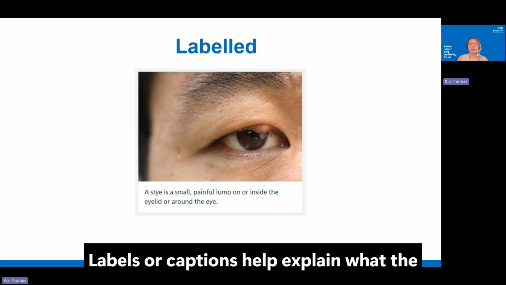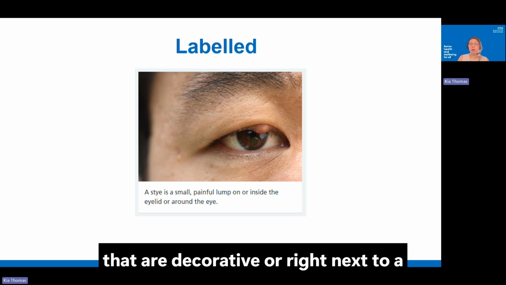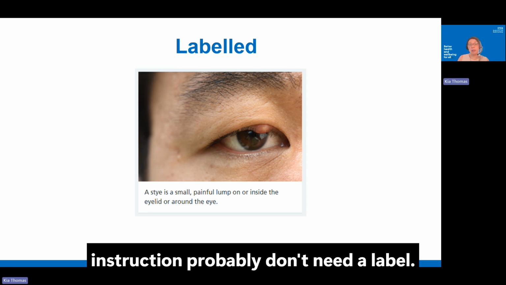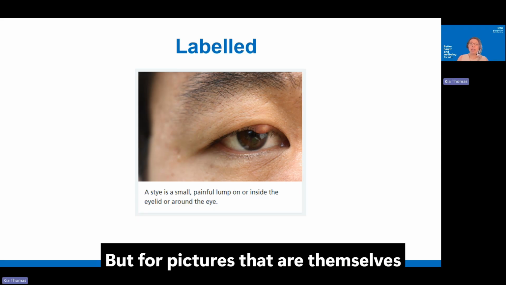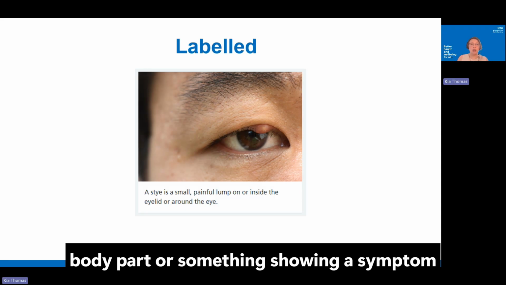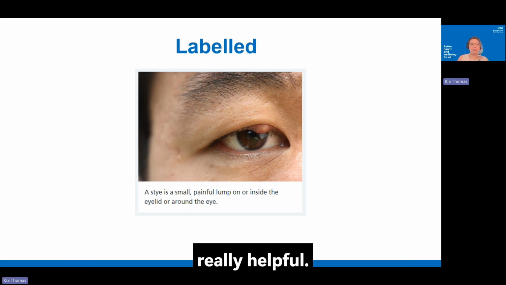Labels or captions help explain what the image is and why it is there. Pictures that are decorative or right next to a bit of text that gives something like an instruction probably don't need a label. But for pictures that are themselves giving information, like a diagram of a body part or something showing a symptom like this one, labels are important and really helpful.